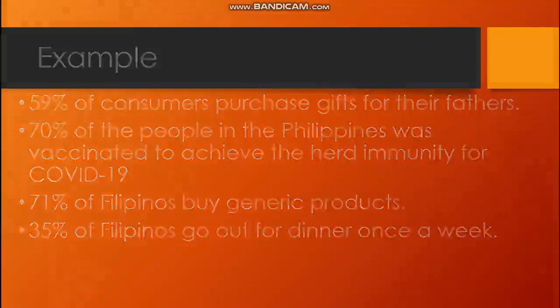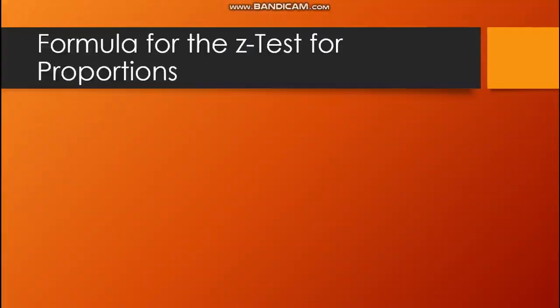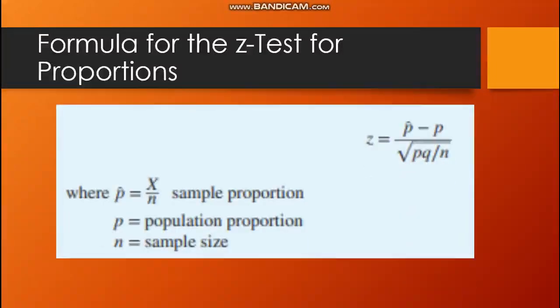Okay? And the formula for the z-test for proportions is this one. Z equals p hat minus p all over the square root of p times q over n, na kung saan yung p hat natin is the sample proportion, x over n. P is population proportion, and n is the sample size.